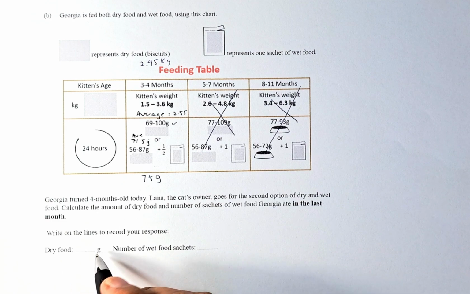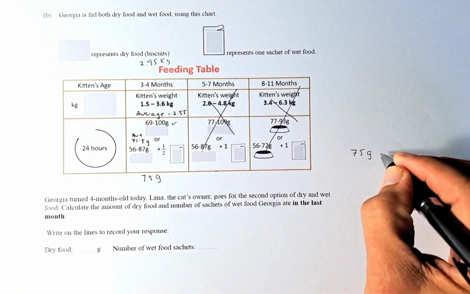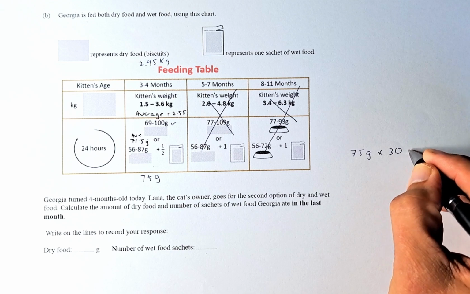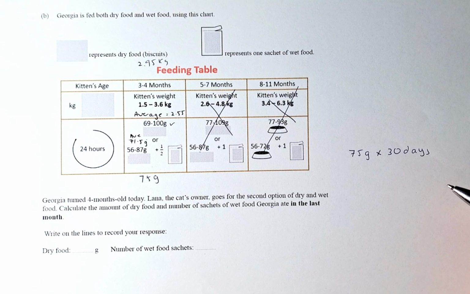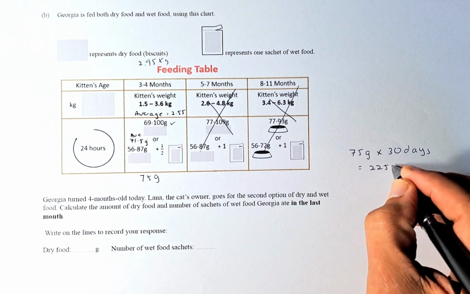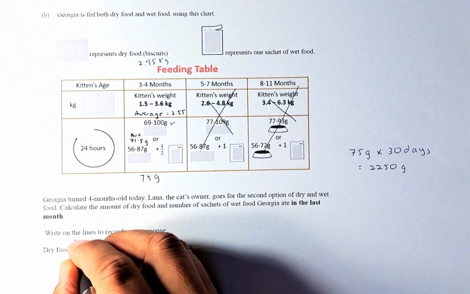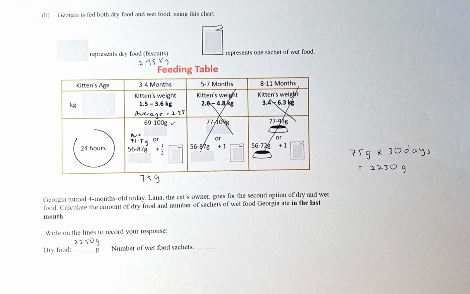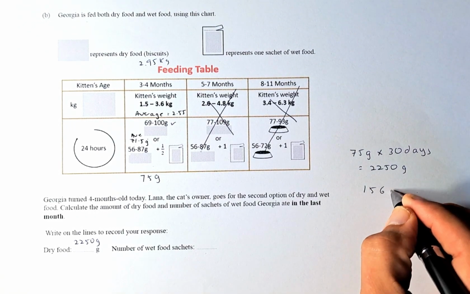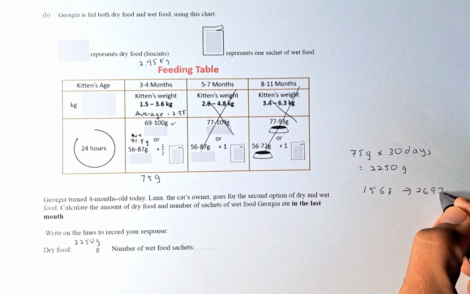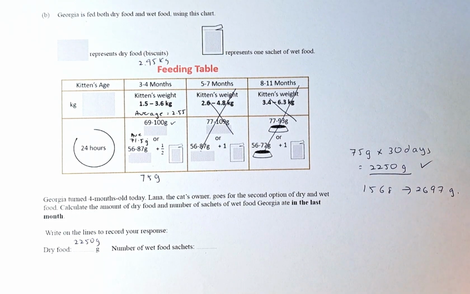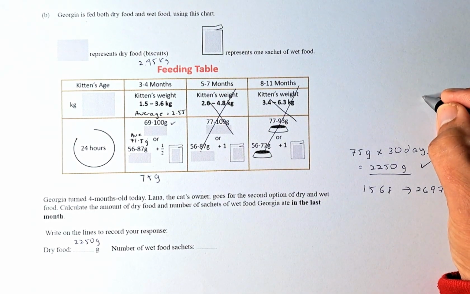To calculate the amount of dry food, we're going to take 75 gram per day, multiply by 30 days in a month. We have calculated that before, and the answer is going to be 2,250 grams. In fact, the marking schedule said that any number between 1,568 to 2,697 grams is acceptable. So we are in between that result, and we got it right. That will be option 2.